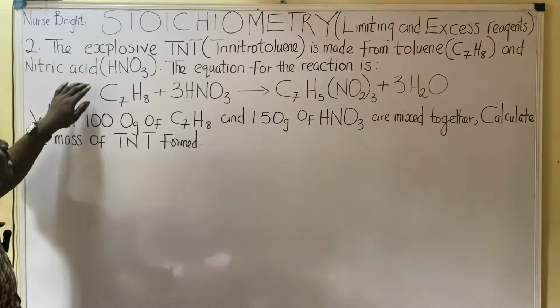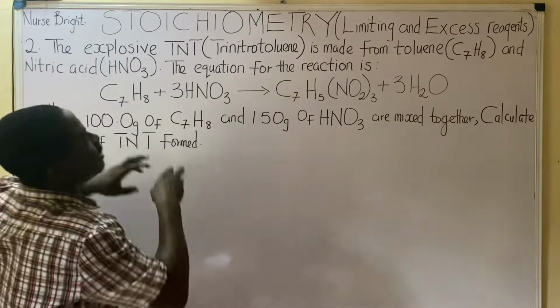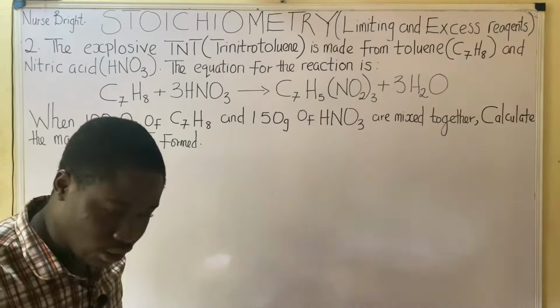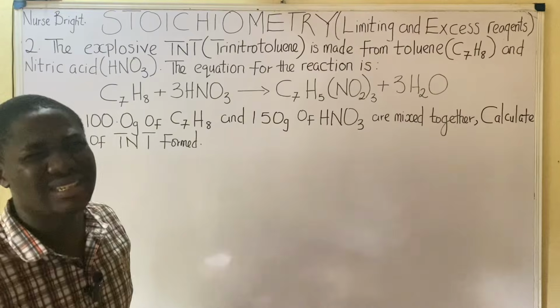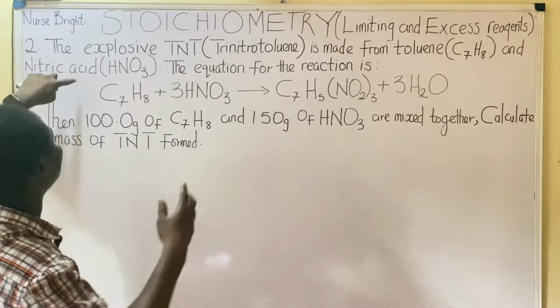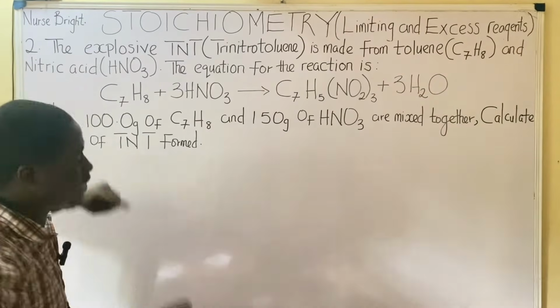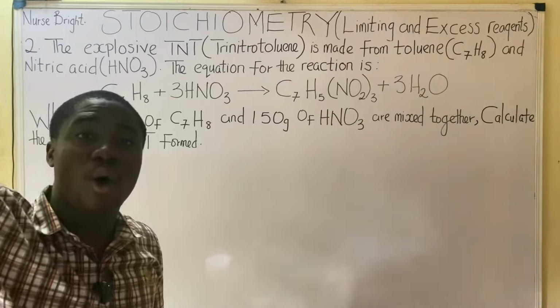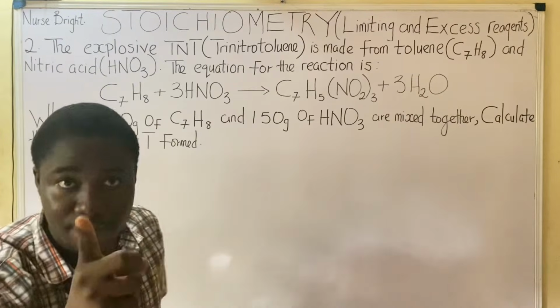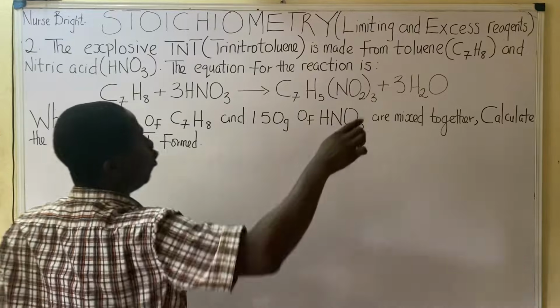And nitric acid. So it's formed from toluene and nitric acid. For us to get TNT, which is used as an explosive and is a benzene derivative as well, it is gotten from toluene combining with nitric acid, which is HNO3. Remember, nitric acid was formerly called aqua fortis. The equation for the reaction is below.